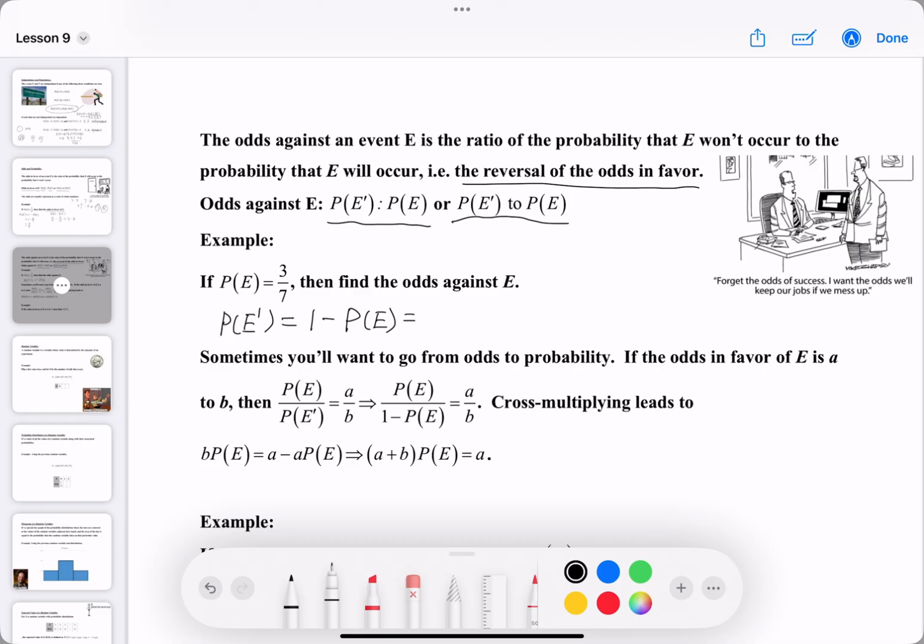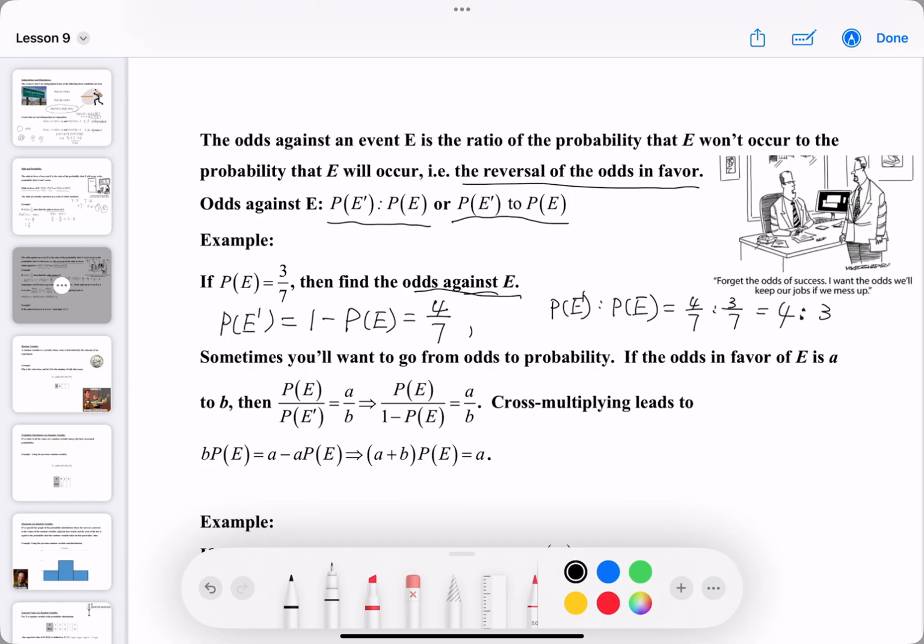It is 4 over 3 over 7. So use 1 minus 3 over 7. Okay, odds against E is P of E prime to P of E. That is 4 over 7 to 3 over 7. It is 4 to 3.